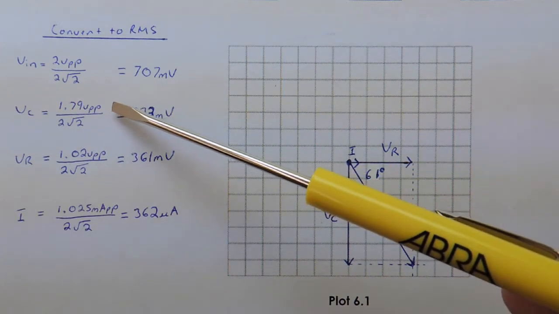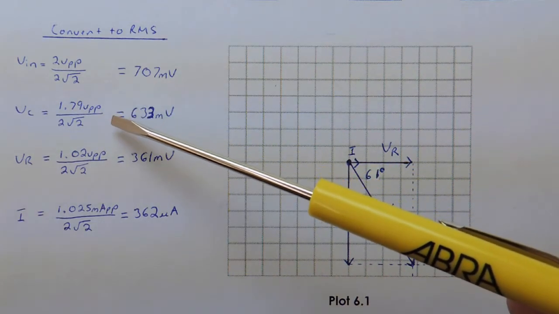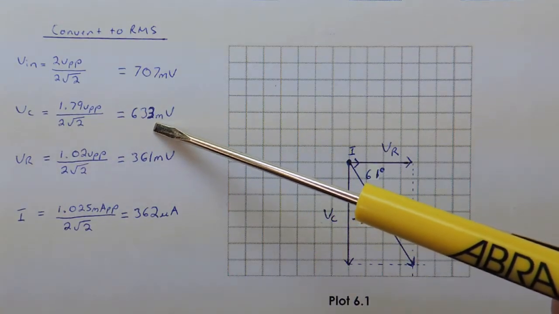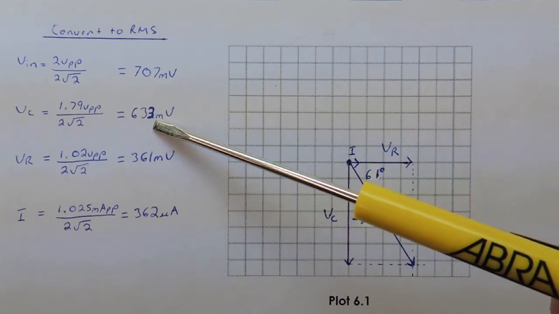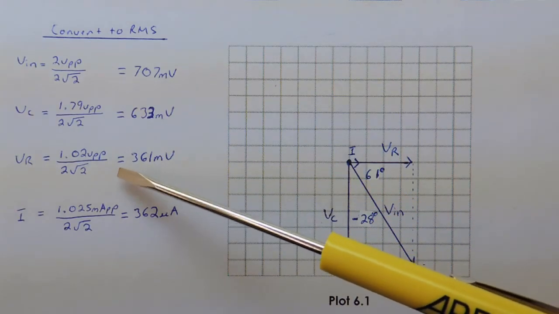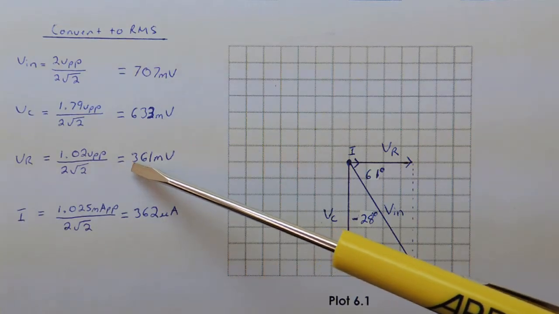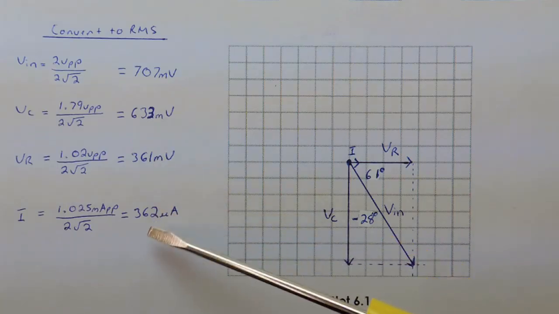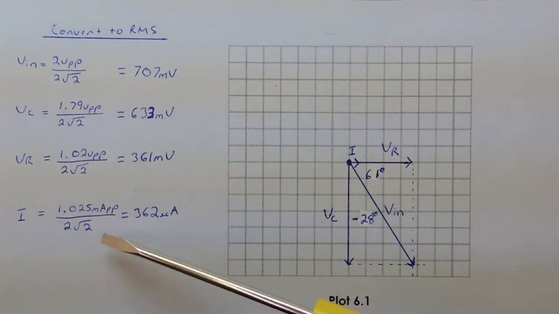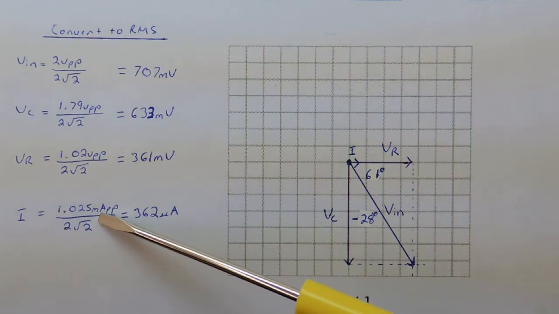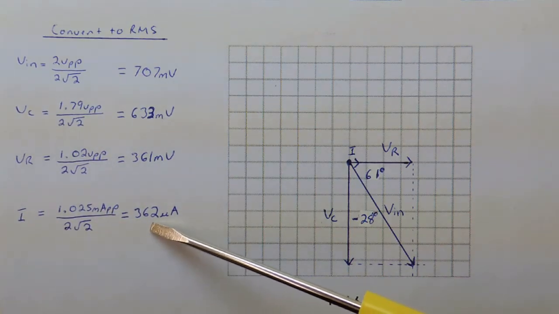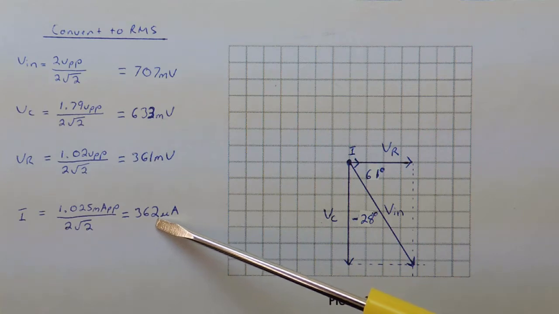My VC is 1.79 volts peak to peak divided by 2 root 2, so that works out to 633 millivolts, and I just rounded that up. VR is 1.02 volts peak to peak divided by 2 root 2, and that worked out to 361 millivolts. And then the current, 1.025 milliamps peak to peak divided by 2 root 2, came out at 362 microamps.